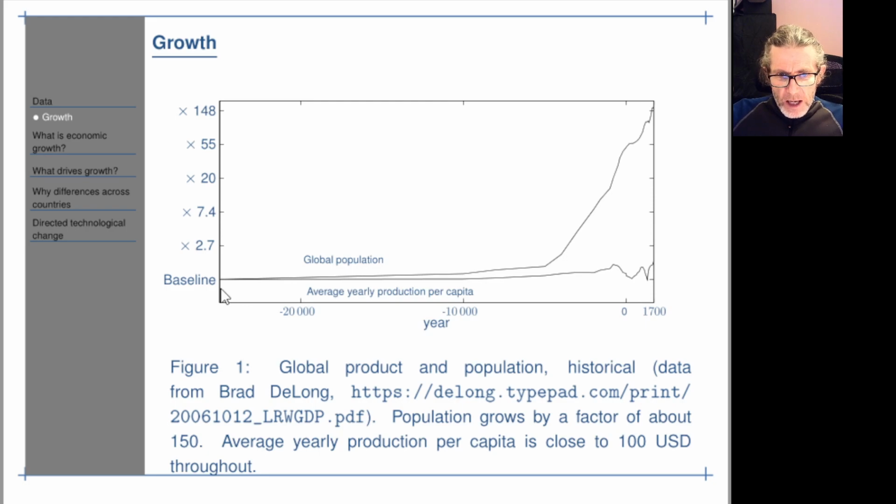And what do we see? Between a long time ago and pretty recently, 1700, average yearly production per capita was more or less constant. How do we get our heads around that? Well, basically, everyone had just about enough to survive and not a lot more. It's pretty clear when we look at the data we have.